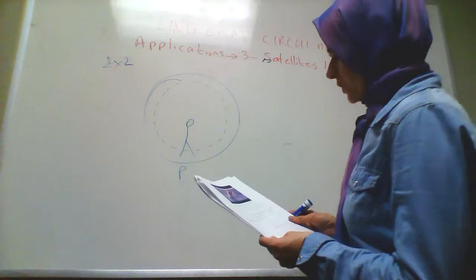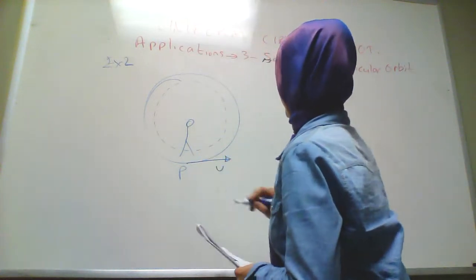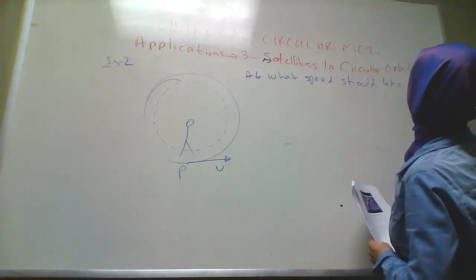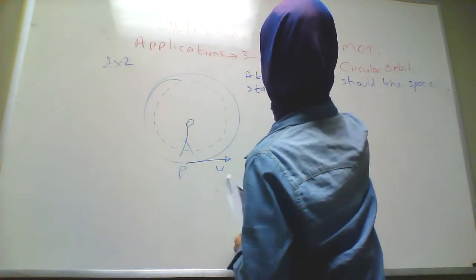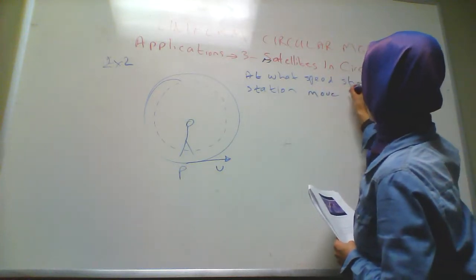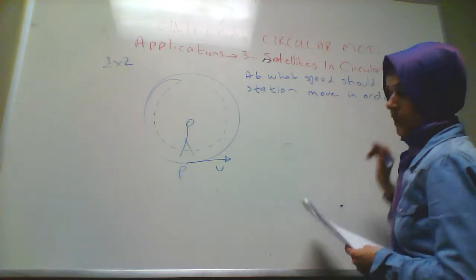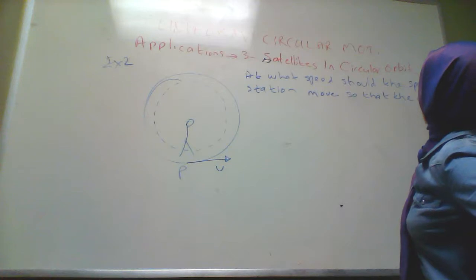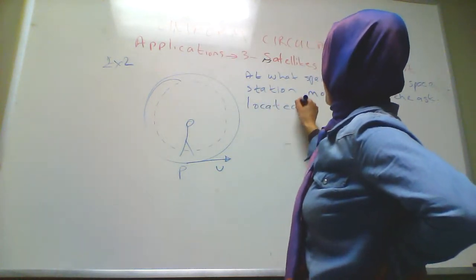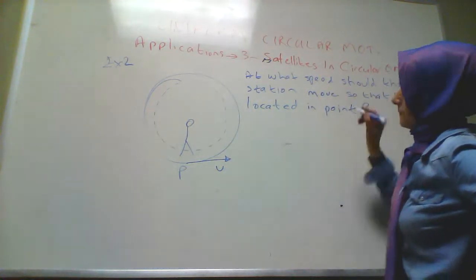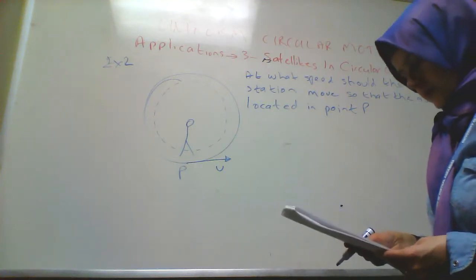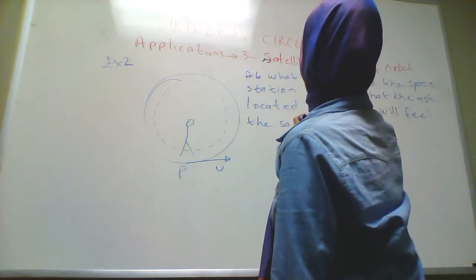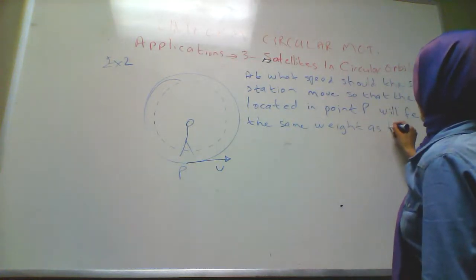At what speed must the interior surface of the space station move so that the astronaut located at point P will feel the same weight as he felt on Earth?